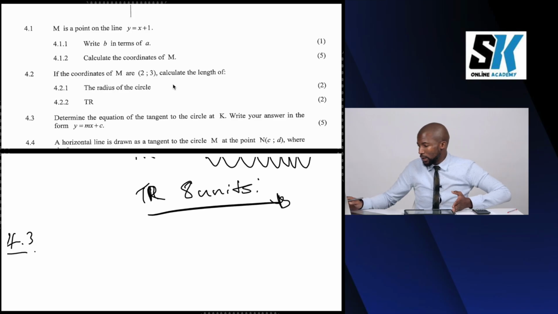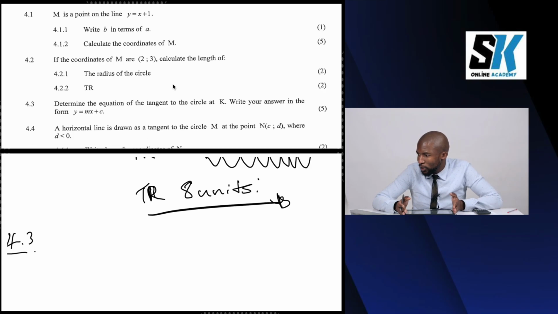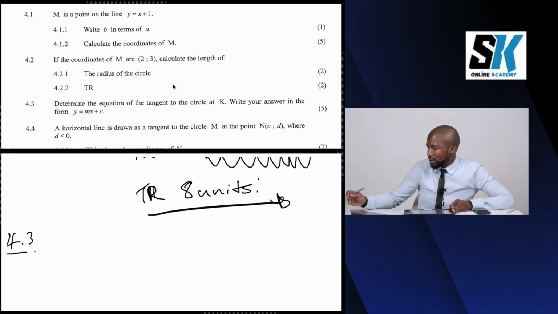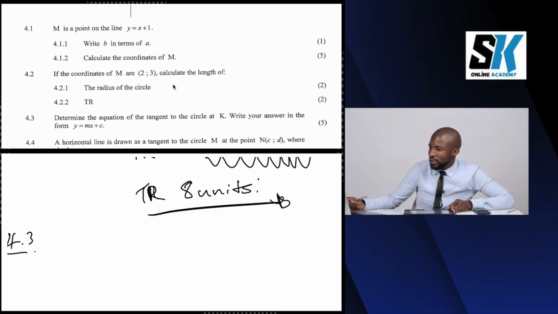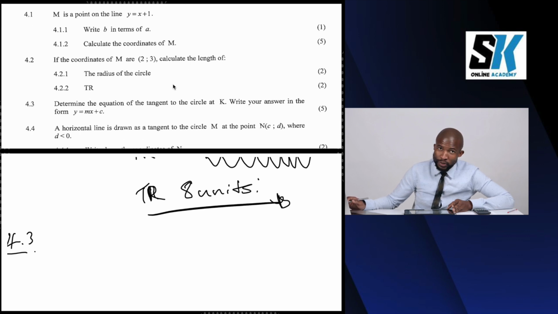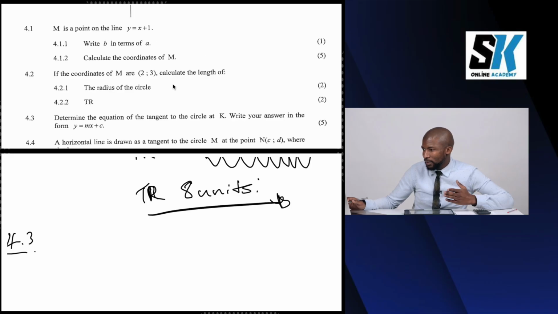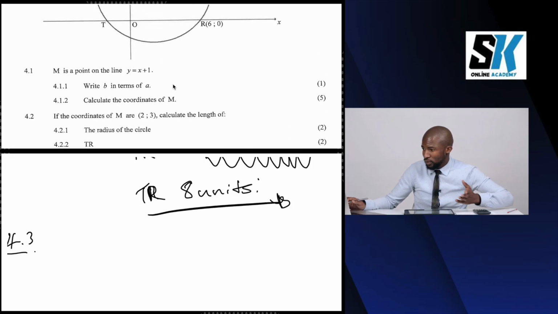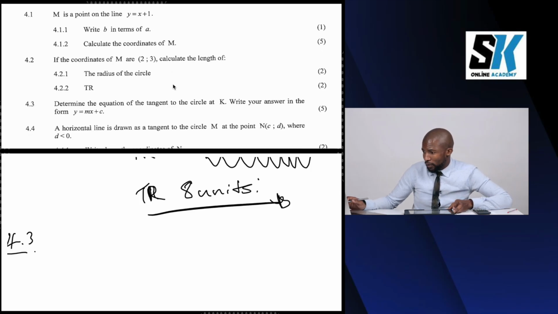Then in 4.3 they say determine the equation of the tangent at K. Write your answer in the form y = mx + c, which is the equation of a straight line. So they want the equation of the tangent that passes through K. The simplest thing we can do is to find the gradient first, then use the coordinates of K to get the equation of that tangent.